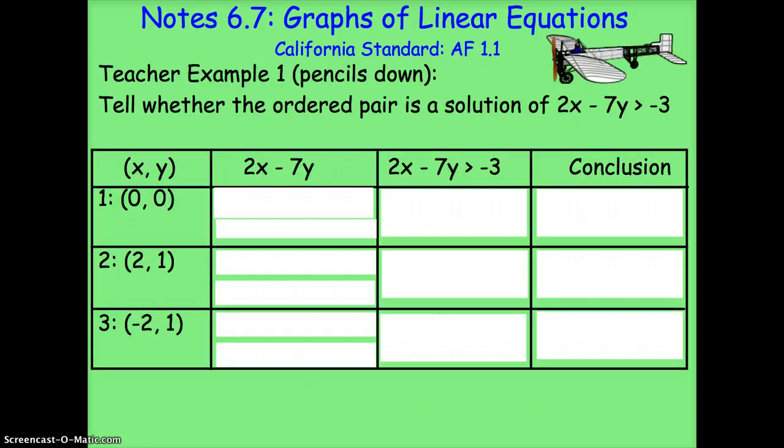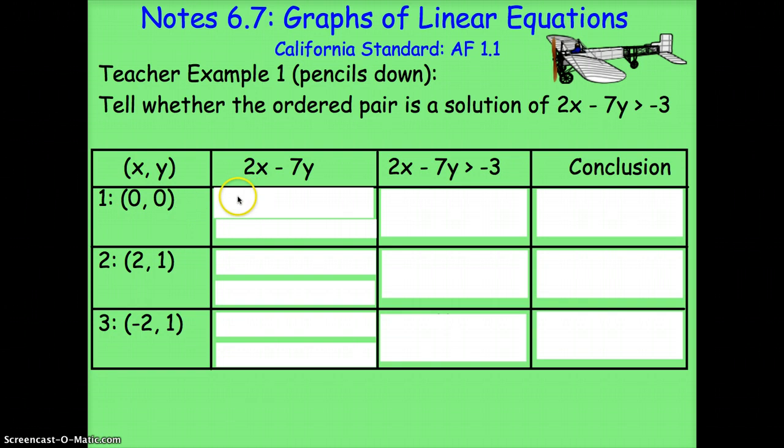So let's go ahead and take a look at teacher example 1. Make sure you just have your pencils down and just follow along. Tell whether the ordered pair is a solution of 2x minus 7y is greater than negative 3. So what you need to do is, I've given you some ordered pairs. All you're going to do is plug them in and see if they work. Remember, the first value is the x value. The second value is always the y, and I set it up in our chart this way, reminding you that it's x and then y.